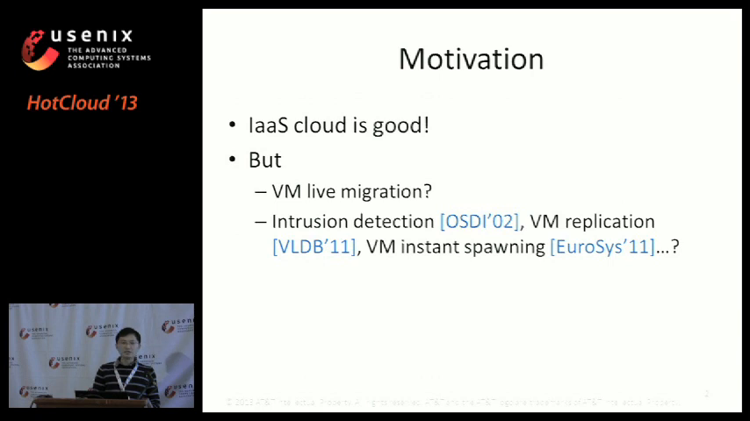There are a bunch of similar cases, like enabling intrusion detection by customizing Dom0 firewall rules, providing high availability for VMs by replicating VMs in the cloud, and also doing VM instant spawning under high workload. So you can do none of this in current IaaS cloud. Why? Because you do not control the hypervisors of the underlying physical machines. They're controlled by cloud providers, and they are not willing to provide these features to us regular users.